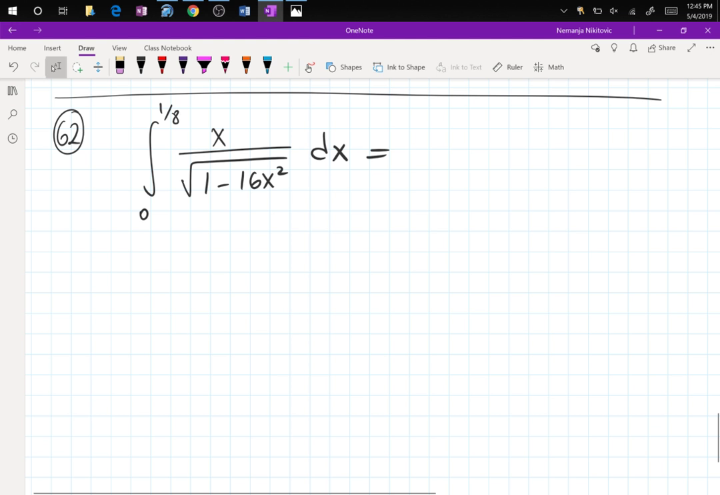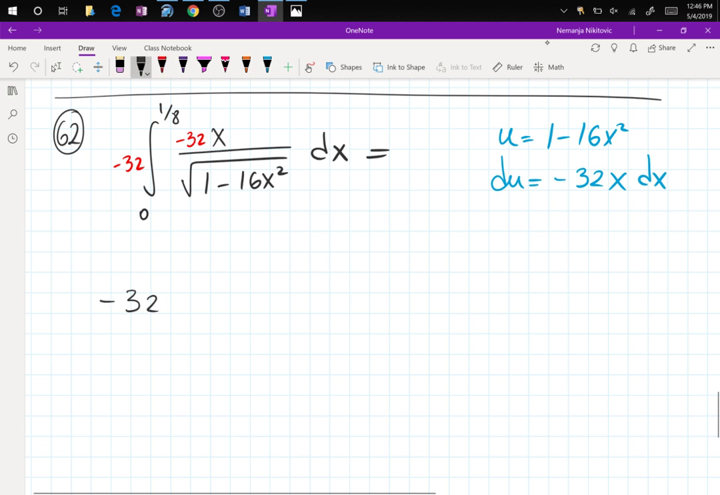What's the u? Anyone? Yes, 1 minus 16x squared. Actually, this is a troll question that I put on Calc 2 exam. And yeah, du is negative 32x dx. I don't have negative 32, so I'll plug that in.